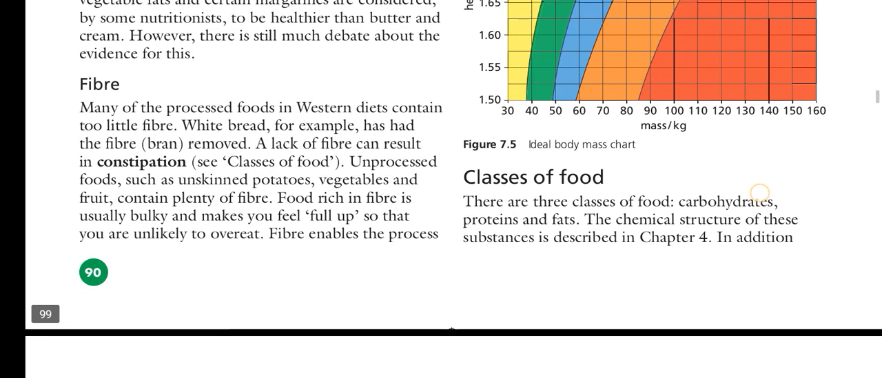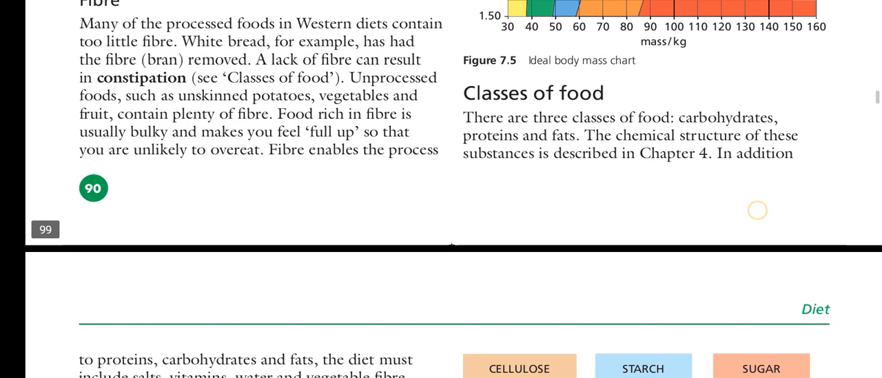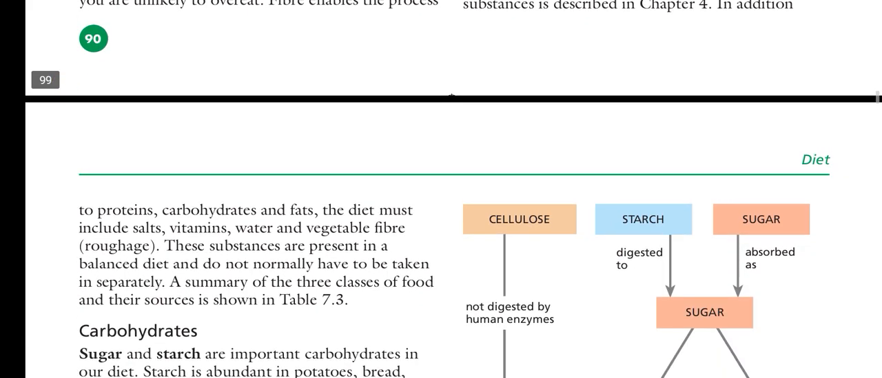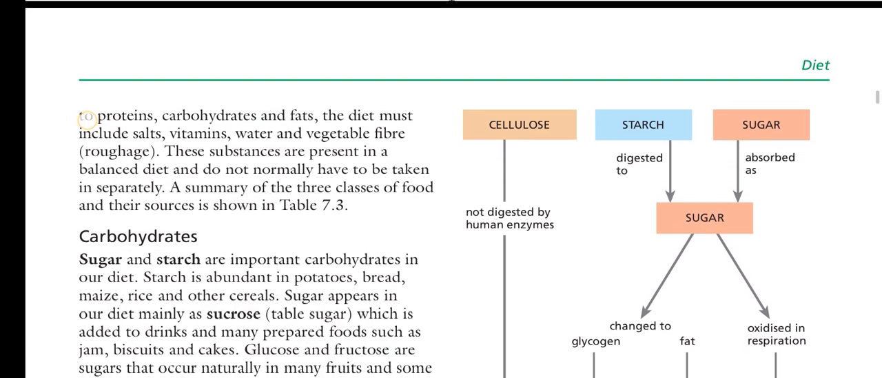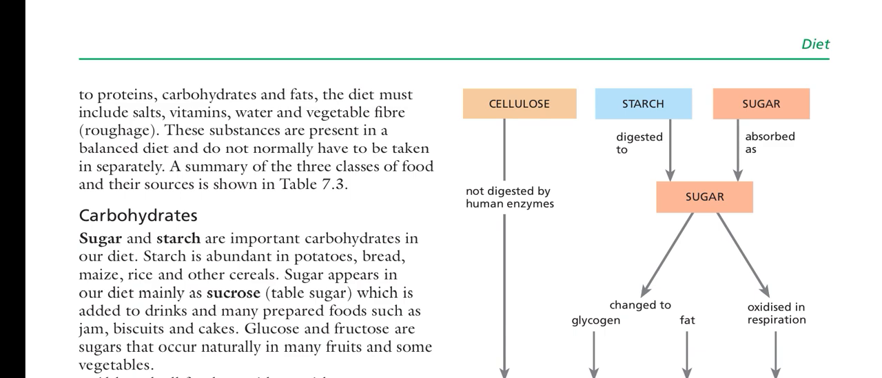Hello students, today we will discuss the different classes of food. Each food contains carbs, proteins and fats. The chemical structure of these substances is described in chapter 4, and in this chapter we will discuss carbohydrates, fats and proteins in detail. So let's start with the carbohydrates.